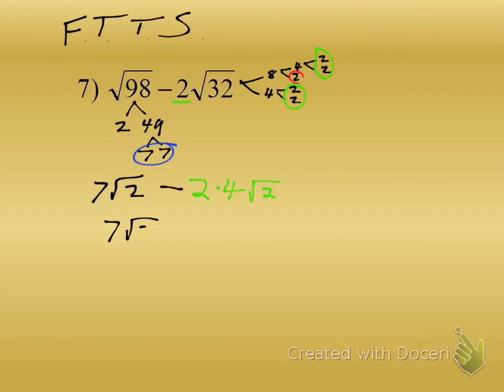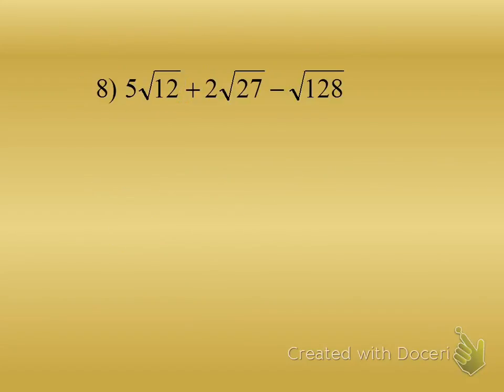8. So 7 square root of 2 minus 8 square root of 2 gives you negative 1 square root 2. The radicals don't change when you add and subtract. Okay, remember that from yesteryear? So always try to look for your perfect squares, right? Especially when you're doing square roots, obviously.